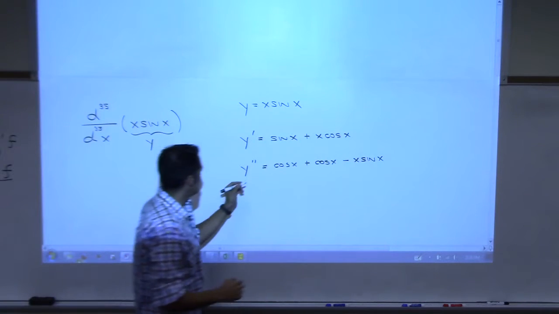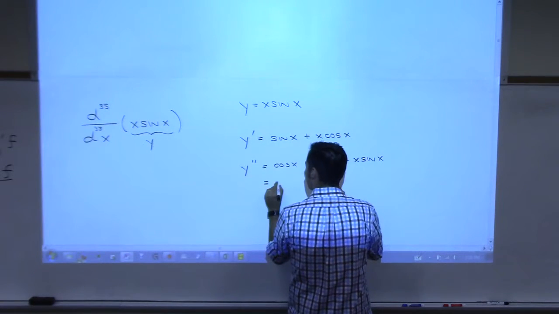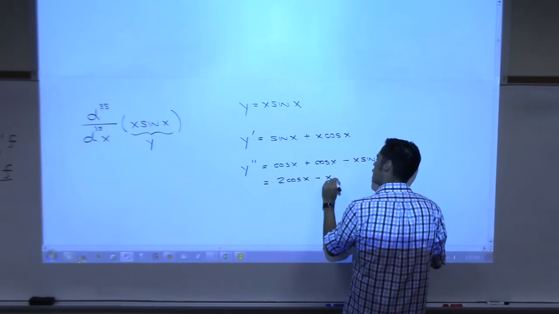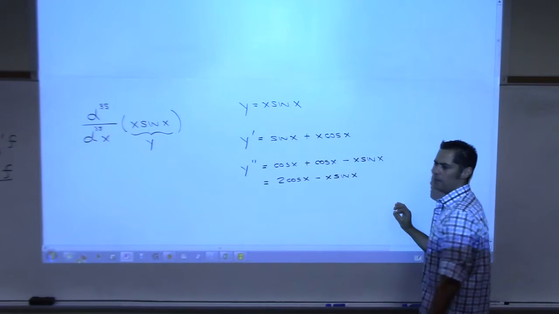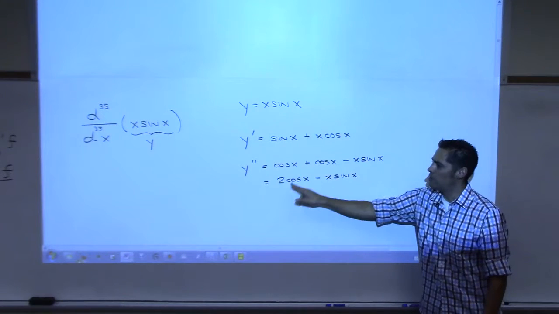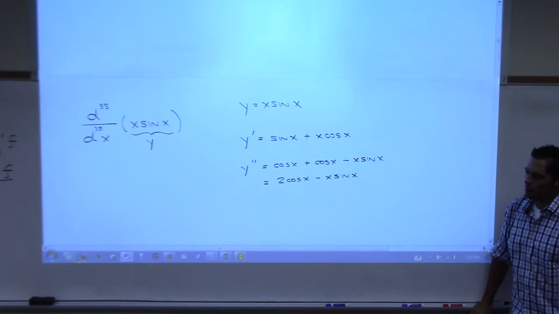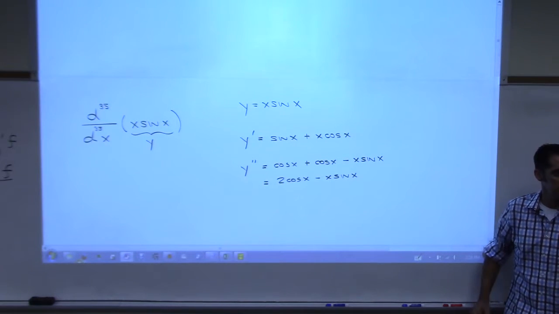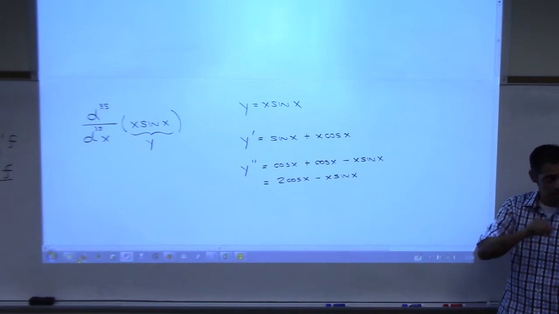You see a pattern? Okay, so what's this going to be? Let me clean it up before I take a derivative. We've got 2 cosine x, right? Minus x sine x. You see that? Cosine plus cosine is 2 cosine. Do you have a question? Sure?